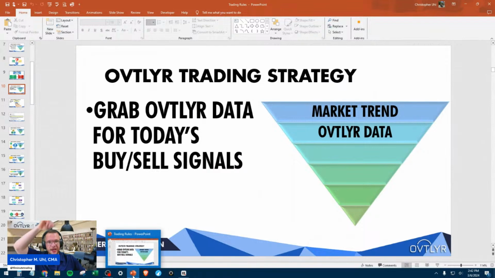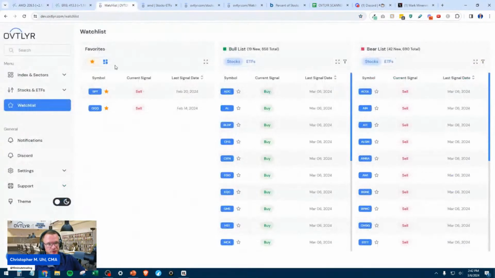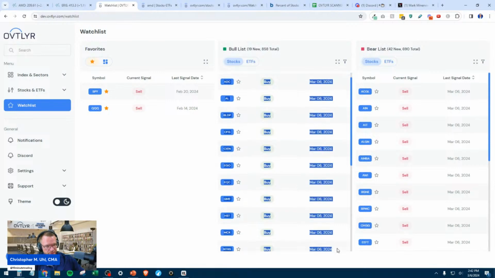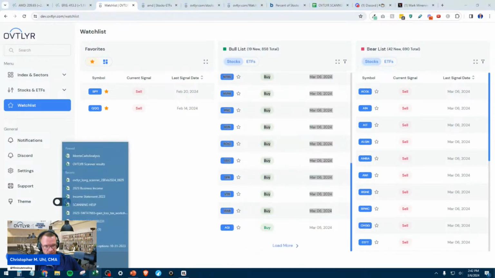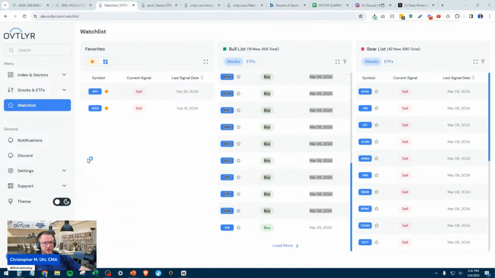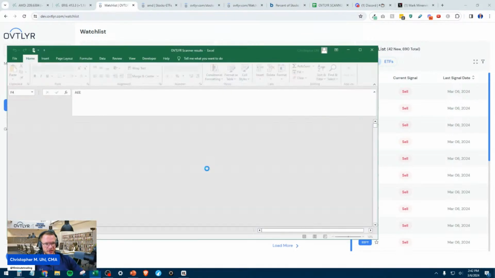So grab the OVTLYR signals for today. So this is the watch list and the 2.0. We have 19 of them. Just going to copy that list, put it in a spreadsheet so I can copy it into TrendSpider.